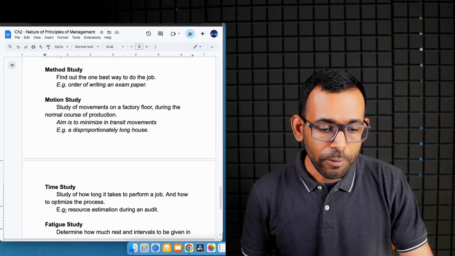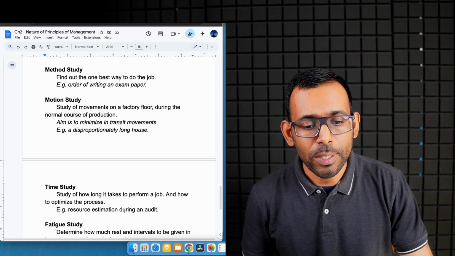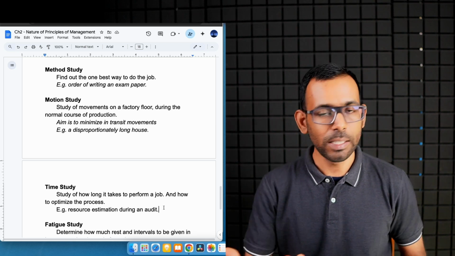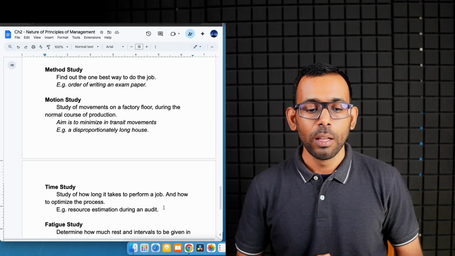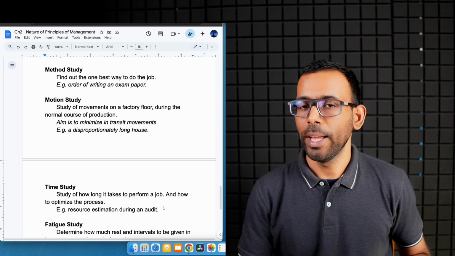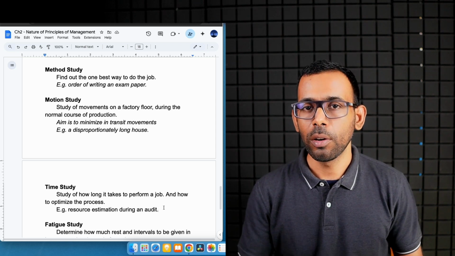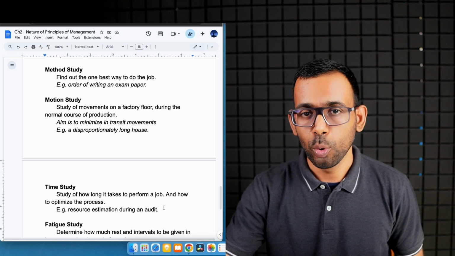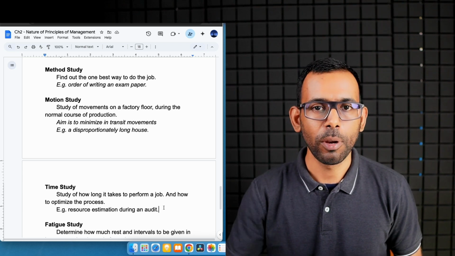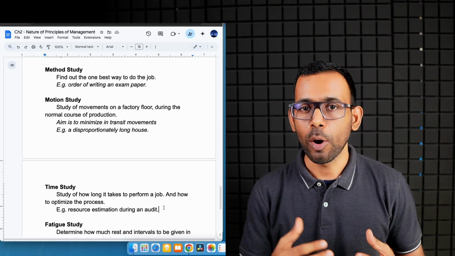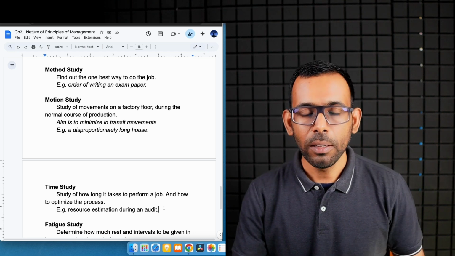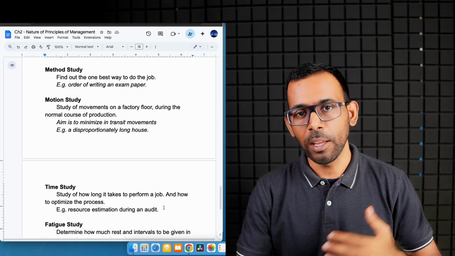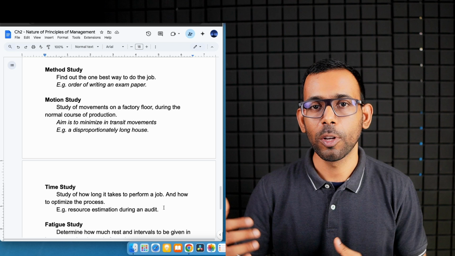Now I have given here an example called resource estimation during an audit. This is again a personal example. We do time study in order to estimate how much resource is required to do a particular audit or project. Let's say I have an audit assignment in a factory situated in Gujarat, and my headquarters was in Chennai.